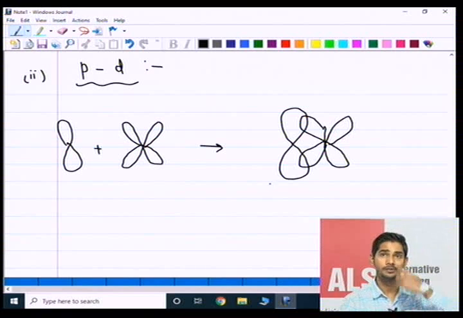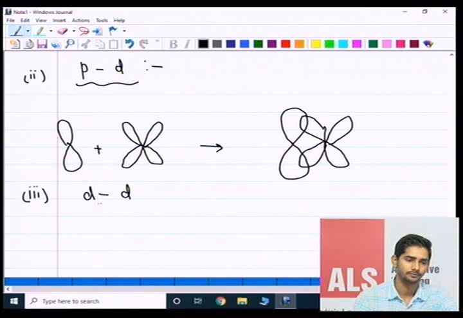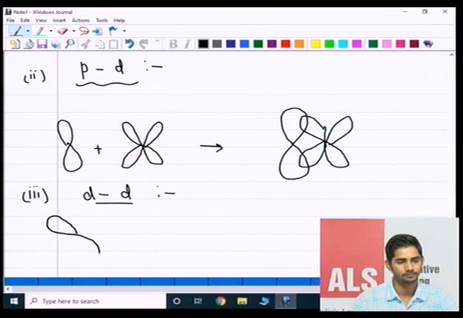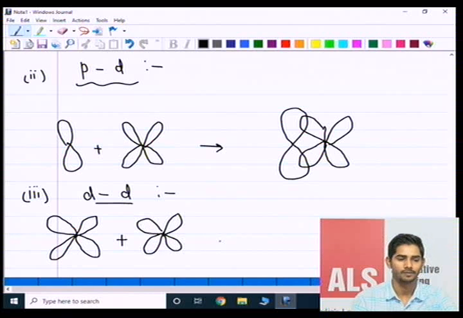Okay, this is your PD overlapping. Next is your number 3, which is DD overlapping. See, so when they overlap with each other, it will look like this.